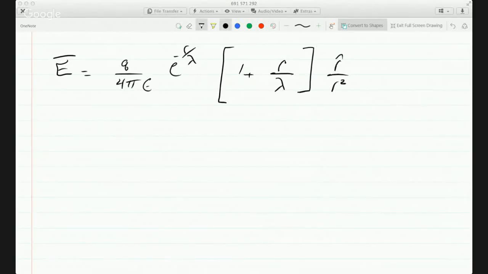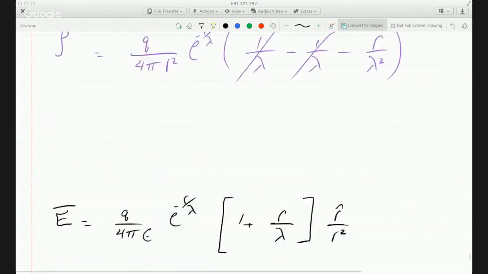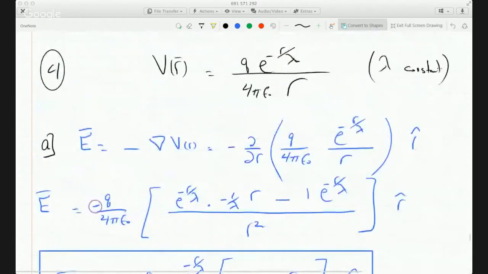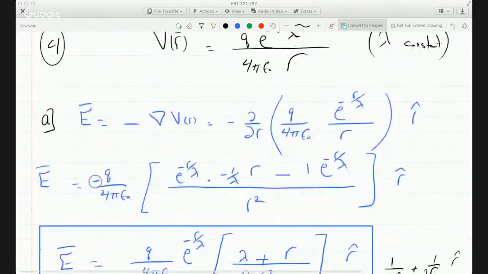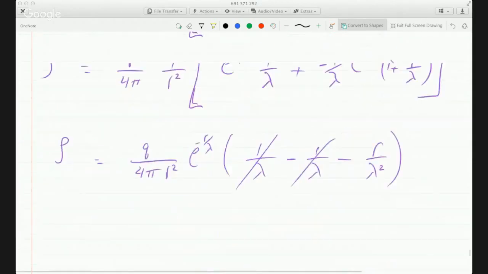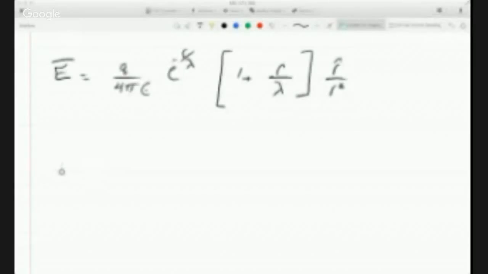In the previous video, we calculated the electric field for this potential by taking the negative gradient of the potential, and the electric field turned out to be this. Now the question is asking for the charge distribution. So I wrote the electric field here in a suggestive manner.